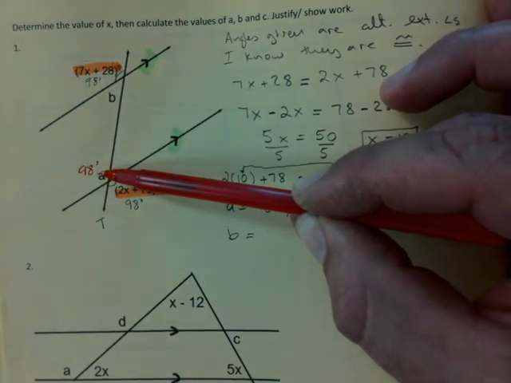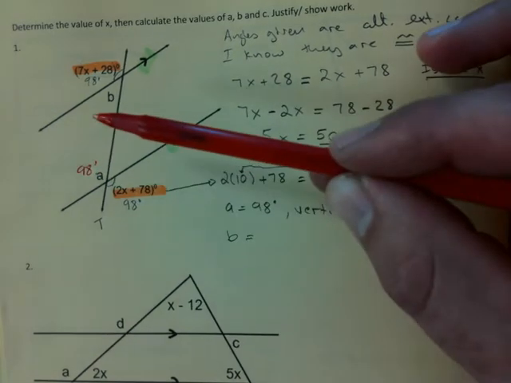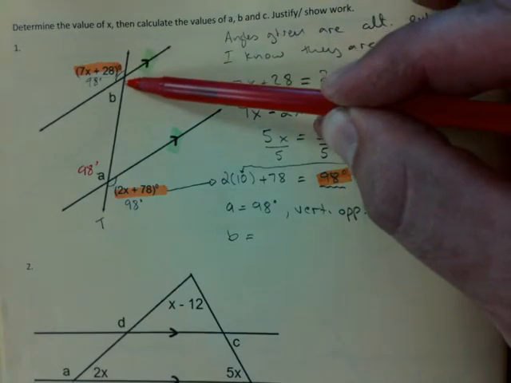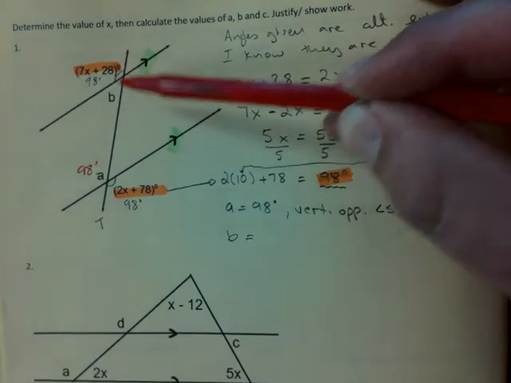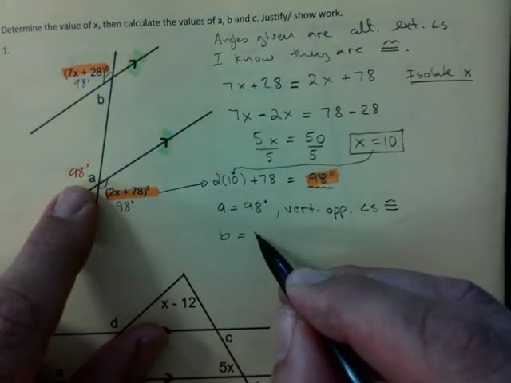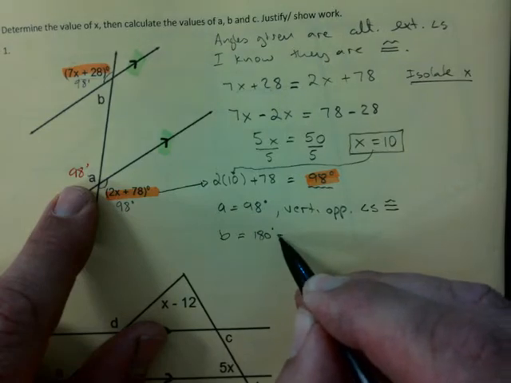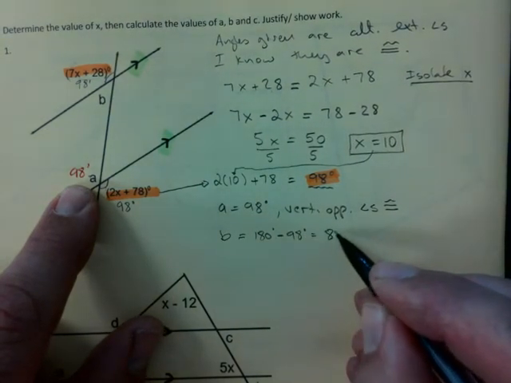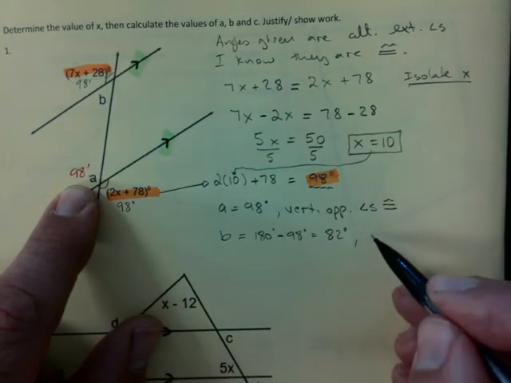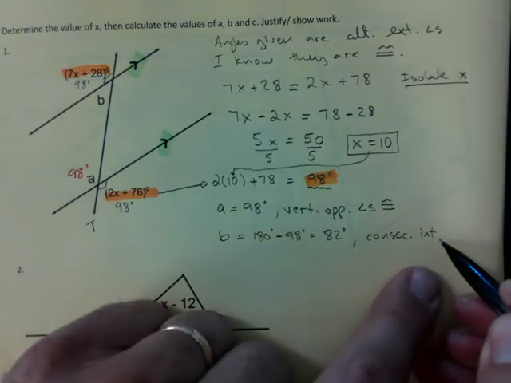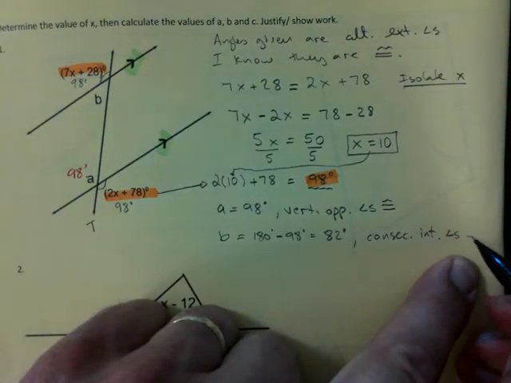Or you're like, no, I don't like CIA. What are these two here next to each other? They're along the straight line, so just straight line equals 180. Regardless, you get the same answer. So this is 180 minus 98, so that's 82 degrees. Consecutive interior angles are equal to 180.